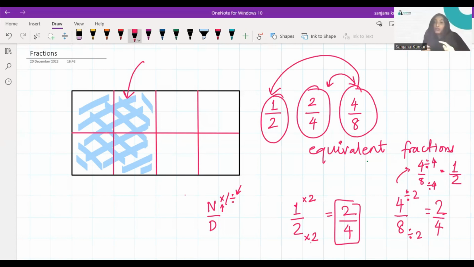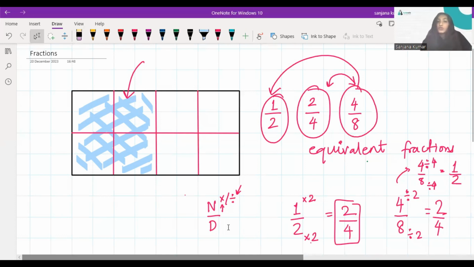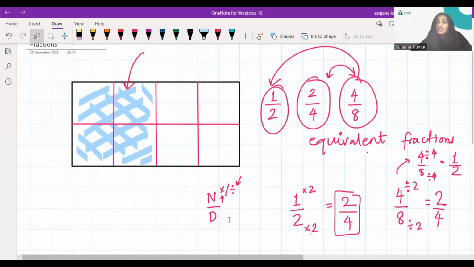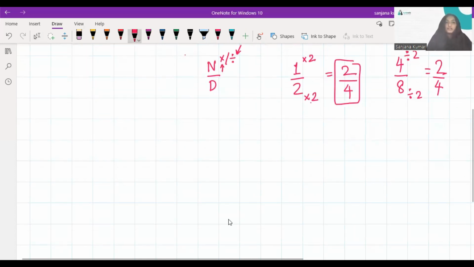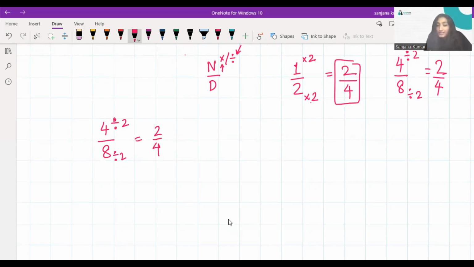Now, moving on to lowest term, it's actually really easy. Lowest term is also called the simplest term, or the simplest form of a fraction. Let us take the same example of 4/8. I divided by 2, and I got the answer as 2/4. If I look at this, I can further divide it by 2 again. 2 divided by 2 and 4 divided by 2. I'll get the answer as 1/2.